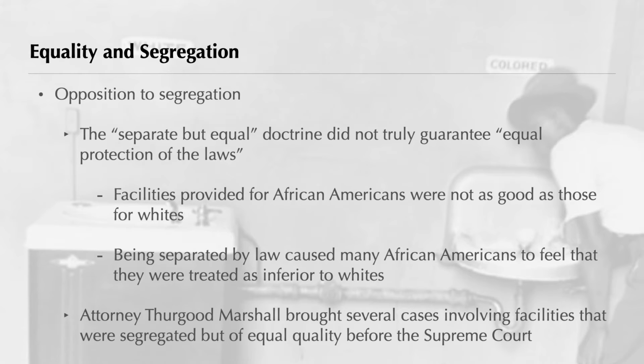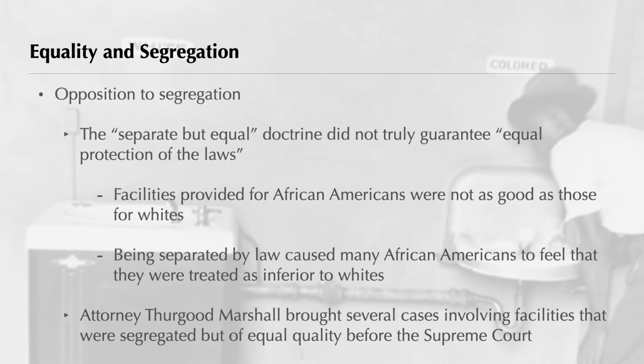Not everyone, however, agreed that separate but equal facilities truly guaranteed equal protection of the laws. Many schools and other facilities for black Americans were not as good as those for whites. Furthermore, even when the facilities were equal in quality, the fact of being separated by law made many black Americans feel that they were treated as inferior to whites. Could it really be said, then, that they were being treated equally?